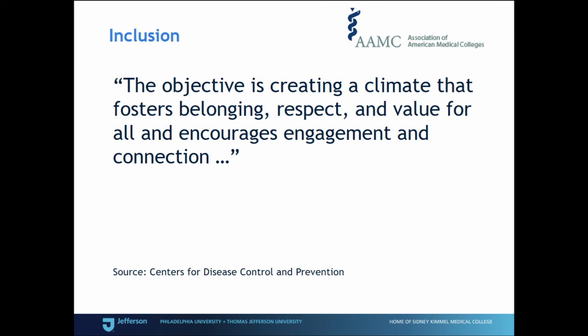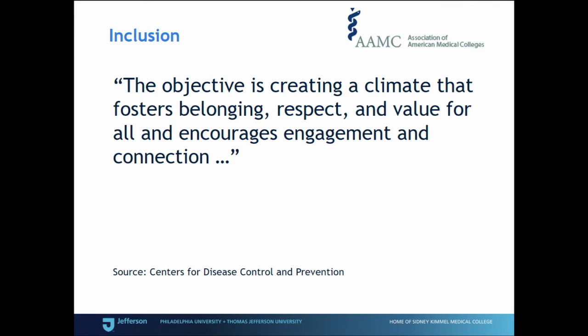CDC NP, this is their definition for inclusion. All right, so there are official definitions. The definition I like to use is that inclusion is really the valuation of diversity. And in an inclusive environment, you actually cherish the fact that you have people who are different. So when you're thinking about diversifying residencies, diversifying departments and institutions, you need to also think about the broader view.